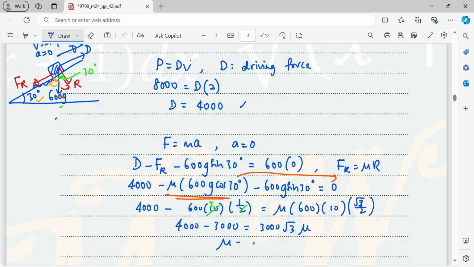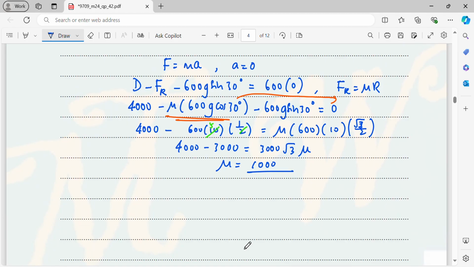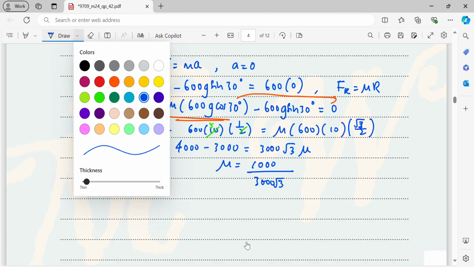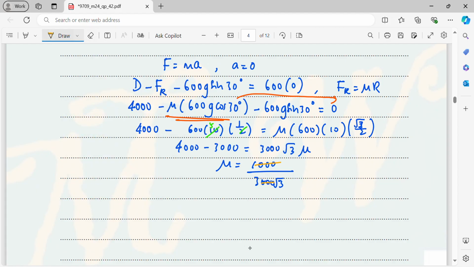Okay, so now your mu is going to be 1000 on the other side, over 3000 square root 3. So the thousands can be cancelled off. That means it's basically 1 over 3 root 3. But we seldom leave square root 3 in the denominator, so now you need to rationalize it. You times square root 3 over square root 3. So the numerator is square root 3. Denominator is 3 square root 3 times square root 3, that is 9. So this is your coefficient of friction, mu.